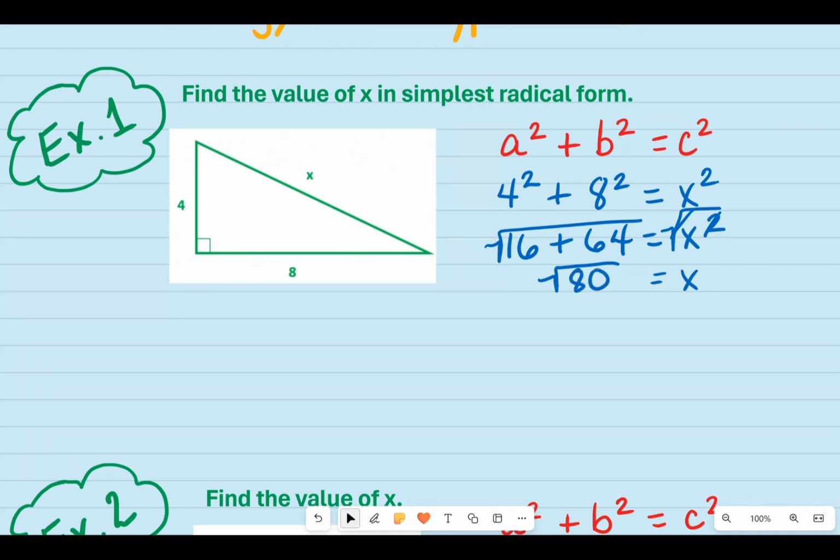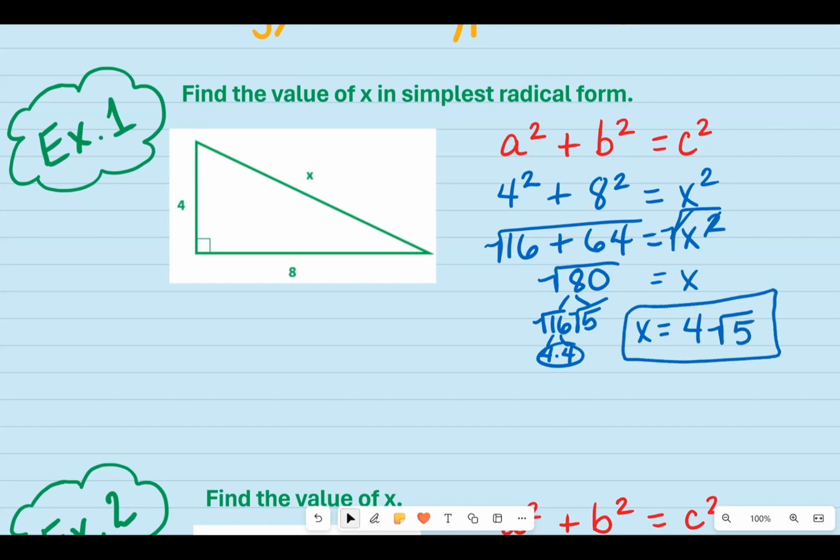My directions ask me to find the value of X in simplest radical form. So if I take the square root of 80, that is really going to be the square root of 16 times 5. I can further simplify the square root of 16, which is 4. And so my X value is going to be 4 radical 5, and I can't do anything with that radical 5, so I have to leave it there. This is my final answer for example 1.